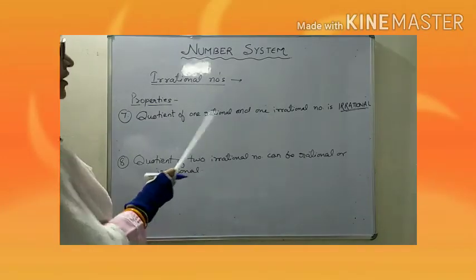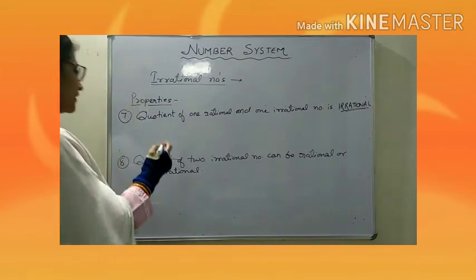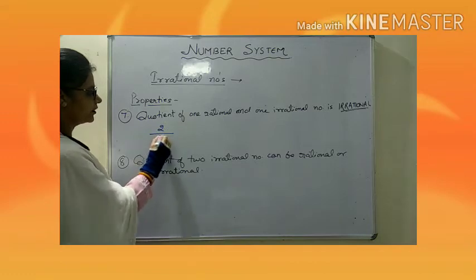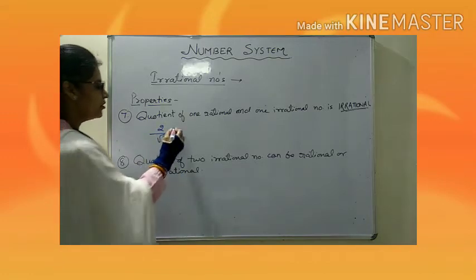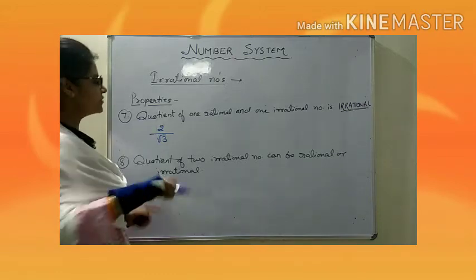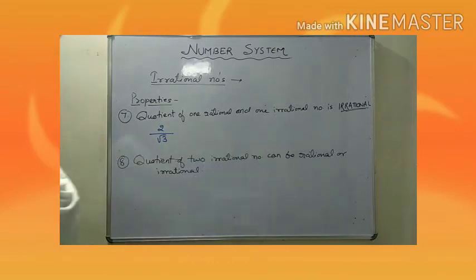Now what about the quotient of one rational and one irrational number? So what will it be? Let our number be 2 divided by root 3. So this is again 2 by root 3. What is this 2 by root 3? It is an irrational number. So hence we have the property: the quotient of one rational and one irrational number is irrational.